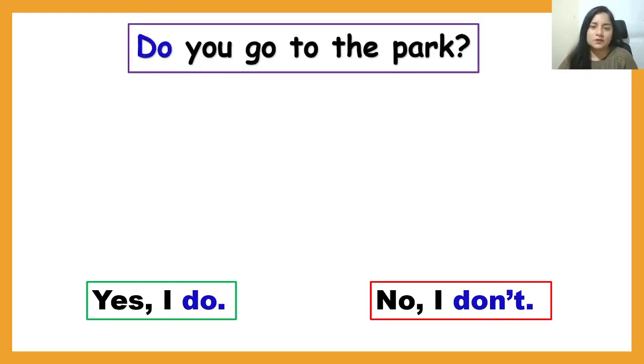For example, do you go to the park? Nowadays, do you go to the park? Some of you can say, yes, I do, or maybe others, no, I don't. Because of the quarantine, some children can go to the park, but just for some minutes, not for a long time. Okay? So maybe in that case, you can say, yes, I do. But some other children prefer not to go out. Okay? So in that case, you can say, no, I don't. I always stay at home. Okay? So now let's continue with the next question.